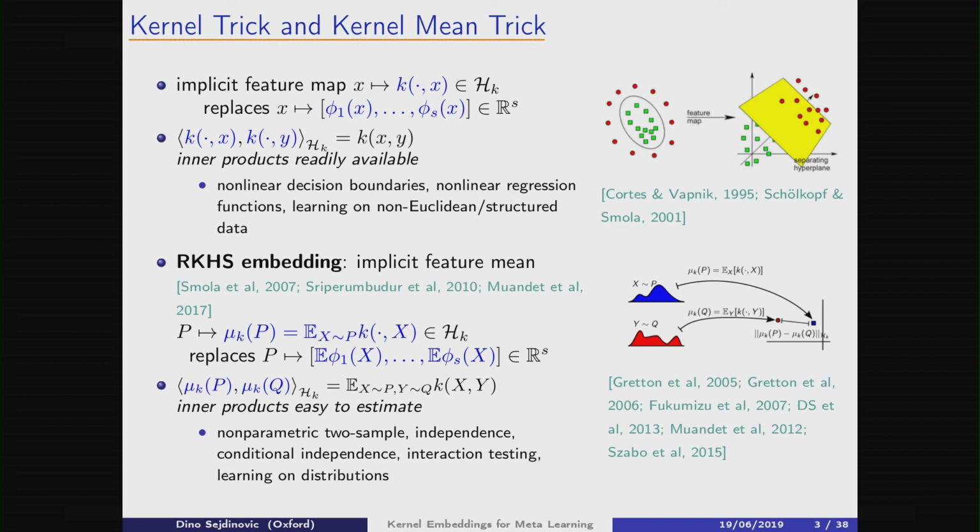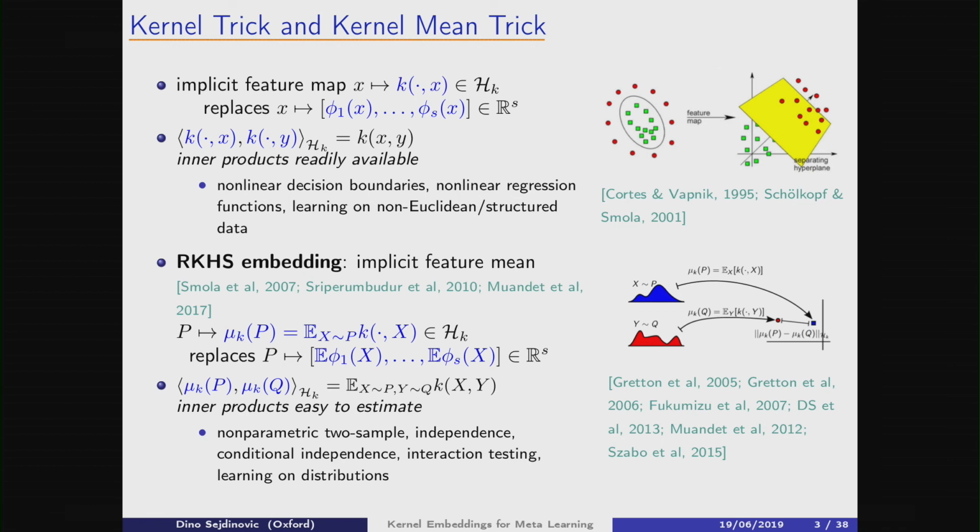So now I endow the space of probability distributions with some structure, with some geometry, and I can work with that. It's a very simple idea, and yet it has been extremely useful from 2005 onwards in constructing a framework for nonparametric hypothesis testing, for the two-sample problem, for independence, conditional independence, interaction testing, causal discovery, and so on and so forth. In particular, because you can start with any generic domain, this leads to things like nonparametric two-sample tests on graph data or on image data, in a mathematically principled fashion.